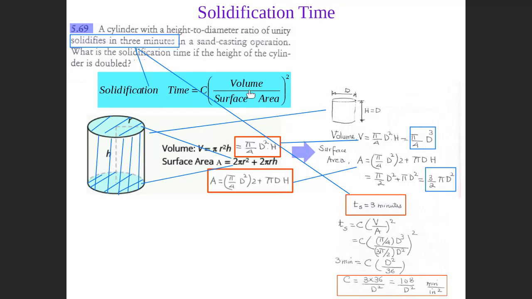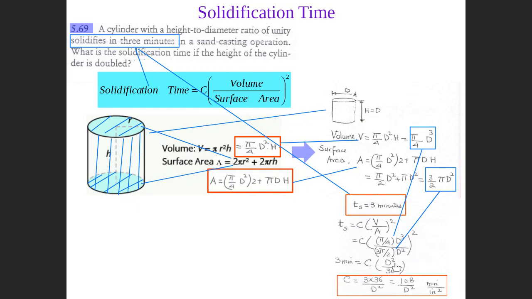This is the volume, you bring the volume here to the equation and bring the surface area here in the equation. Then you apply the square, then you get 3 minutes equal to C. This is d cube, this is d square, then you get 3 divided by 2. Then this one d cube, this is d square, and we have square here.